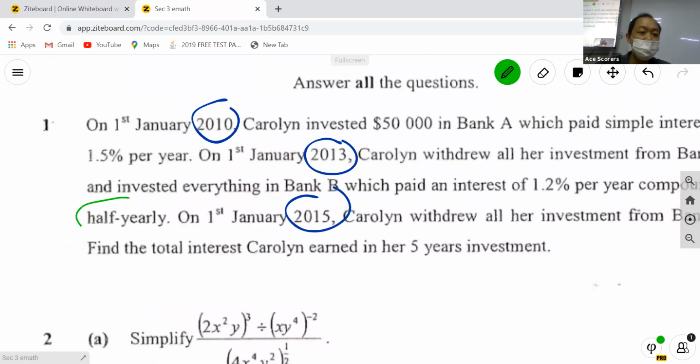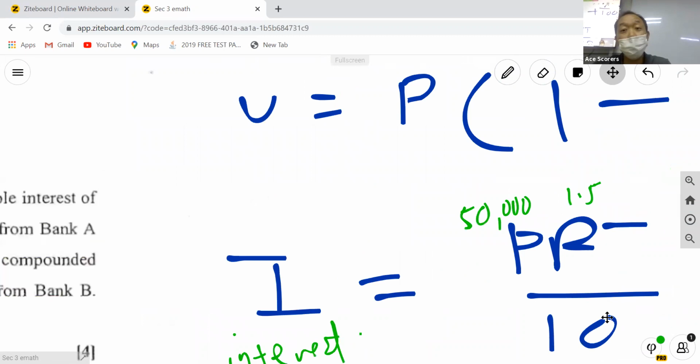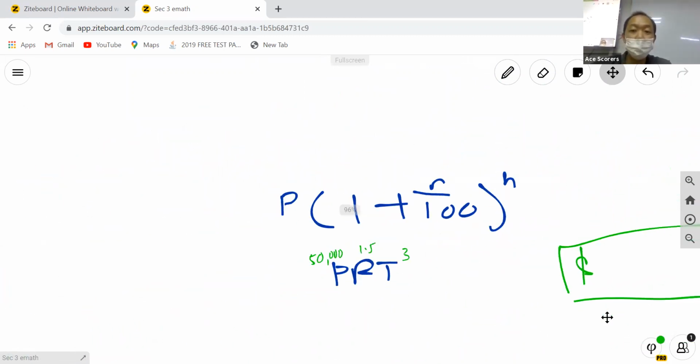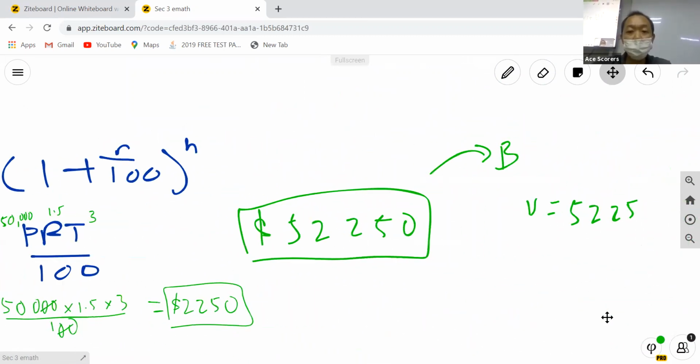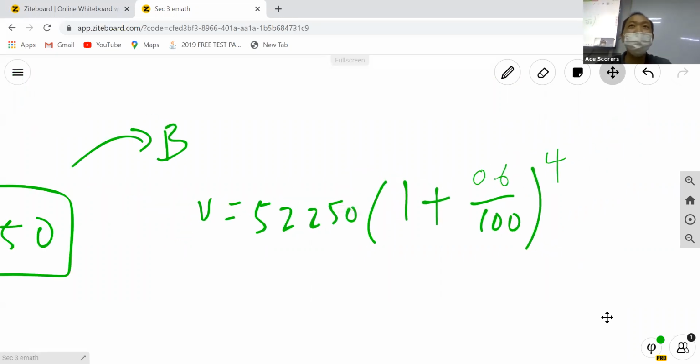Look at this: half yearly. What does it mean? Compound every 6 months. That means I is not 1.2, it's 0.6. The I must change to 0.6, then the N becomes 4. So it's 4. You get it? It's confusing.